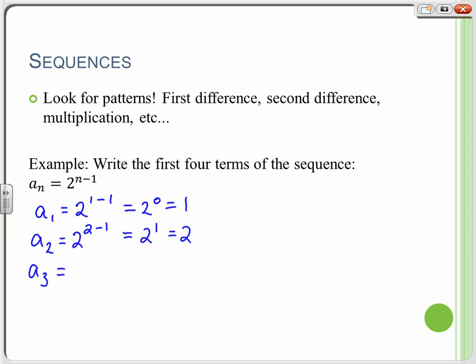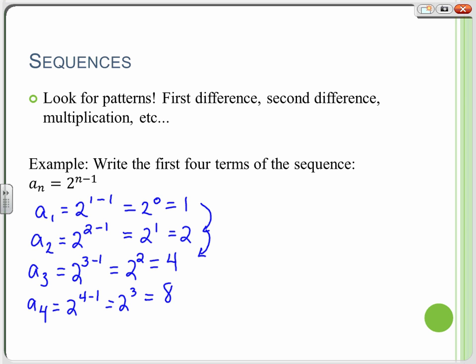A sub 3 would be 2 to the 3 minus 1, which would be 2 squared, which is 4. And are you just seeing a pattern over here of what's going on? It looks like we're just multiplying by 2. Let's see if that works. It sure did. So our first 4 terms are 1, 2, 4, and 8.